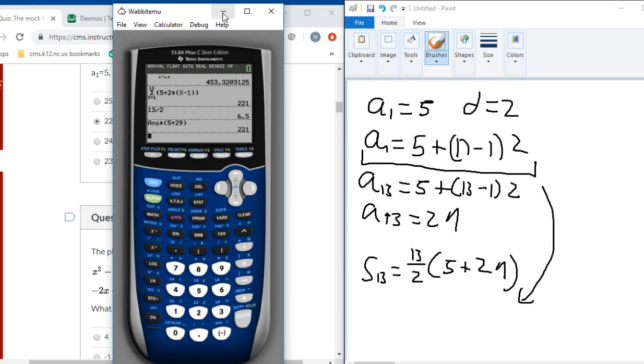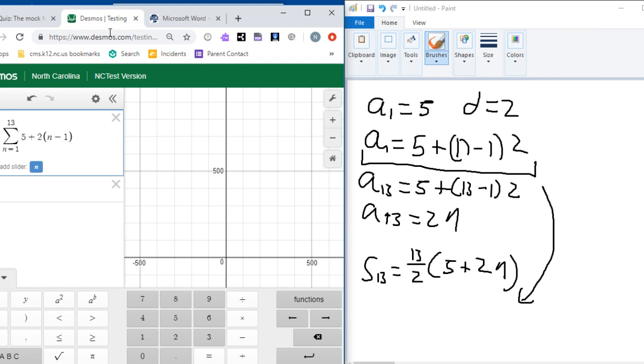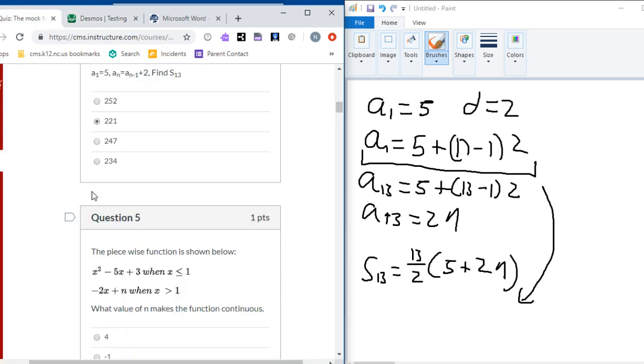You need to be able to plug it into your explicit formula and plug it into your calculator. I don't know what the issue is with Desmos. If I change my variable to x here, okay. So it looks like it's better to use your summation tool in your calculator than Desmos. Both do the same thing, so just use your calculator.